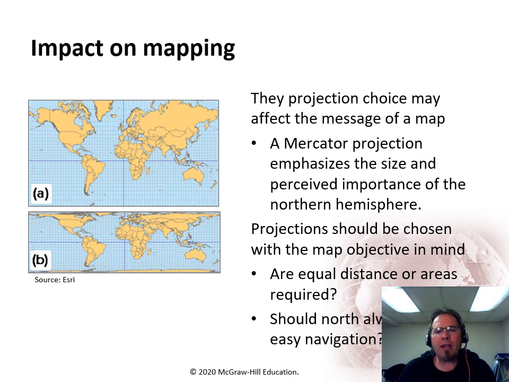So you have to keep the objective in mind, of course, even when choosing a projection. Do you need equal distance or areas? And is navigation going to be important, where north is always up? All of these play a role in determining what type of projection you're going to use. Again, for the purposes of this class, we're going to be doing such small area mapping down at the county level that none of this really pertains. You can usually pick a state plane or a UTM zone, and you're going to be fine. That'll minimize the distortion, and everything will look the way it's supposed to be.